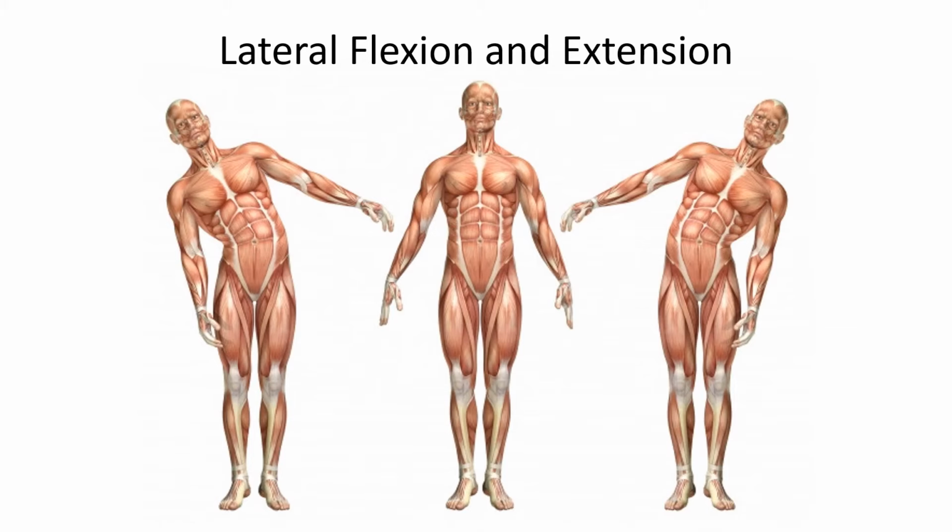Note that when we're talking about movements of the vertebral column, we're quite often talking about motions that occur over several individual joints. And that's what you're seeing here. Here what you're seeing is a case of lateral flexion and lateral extension. When we're talking about lateral motion, we're referring to movement that occurs within the frontal plane.